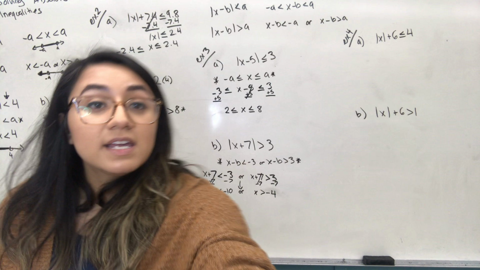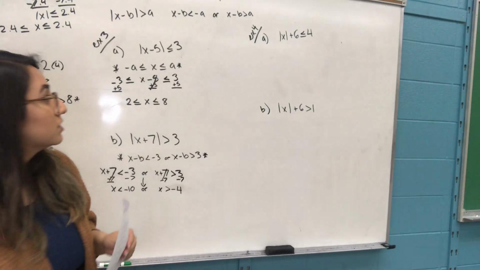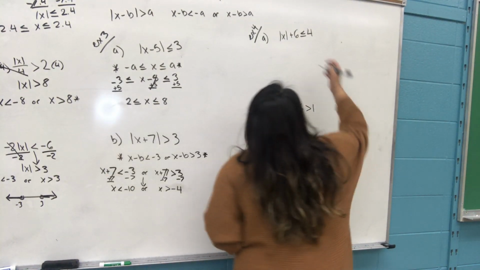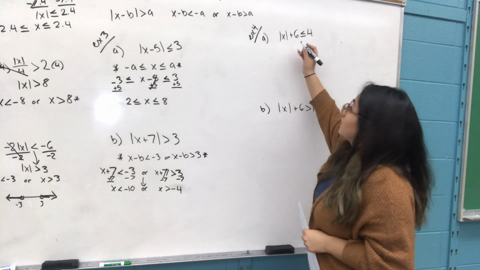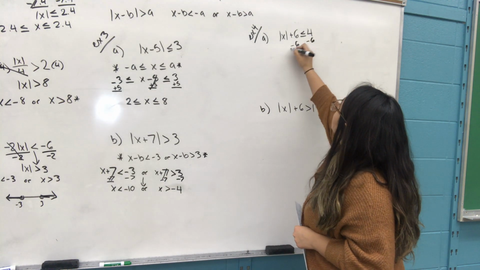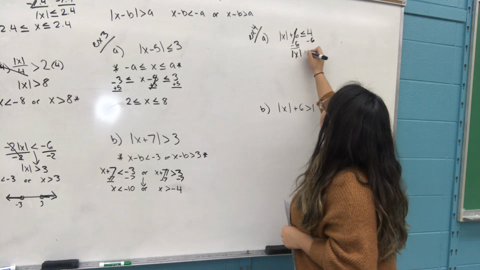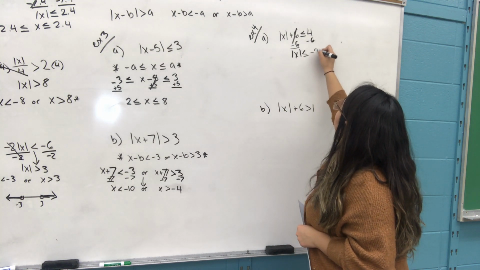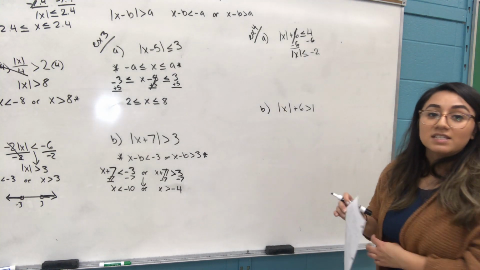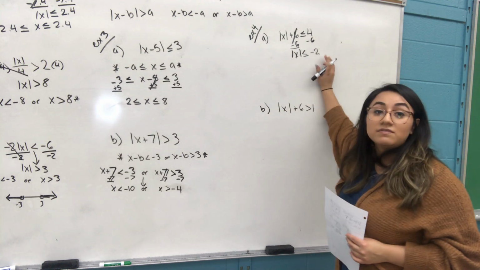The last one is when we have a negative solution. So let's say we're just trying to solve for this. We want to get the x, or the bracket, by itself. We subtract 6 to both sides. If you noticed here, we have negative 2. The absolute value of x is less than or equal to -2.